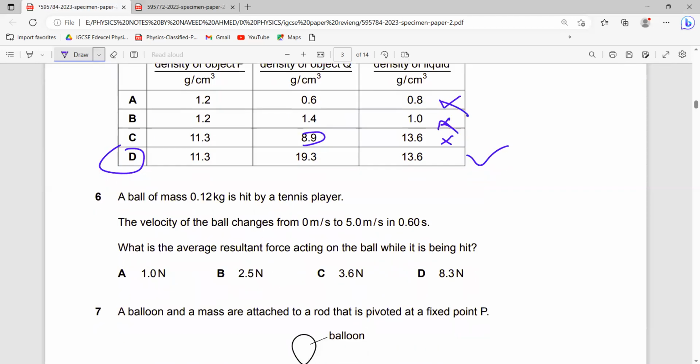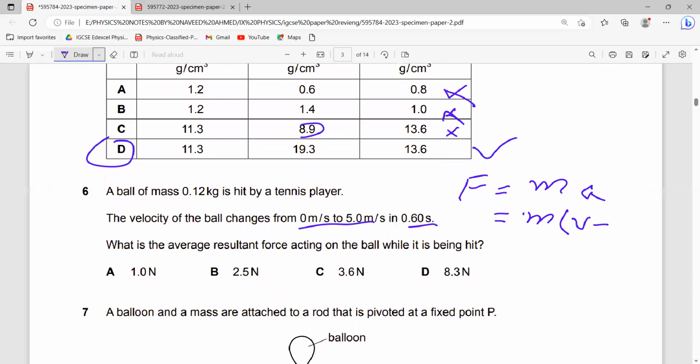In question number 6, a ball of mass 0.1 kg is hit by a tennis player. The velocity of the ball changes from 0 to 5 meters per second in this time. What is the average force on the ball? So now we see Newton's second law: F is equal to ma, and you know acceleration can be written as v minus u over t.